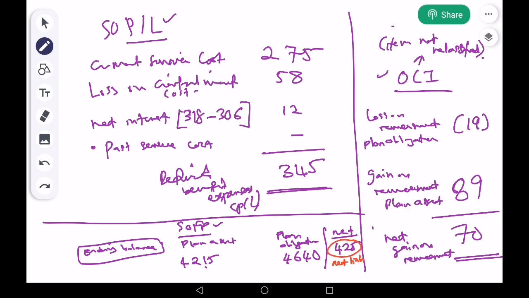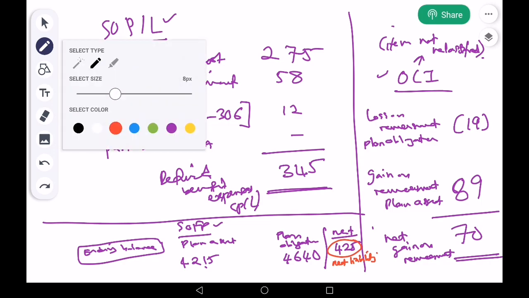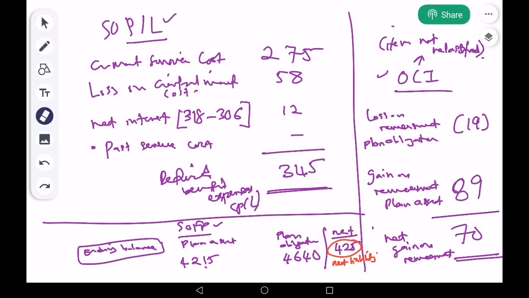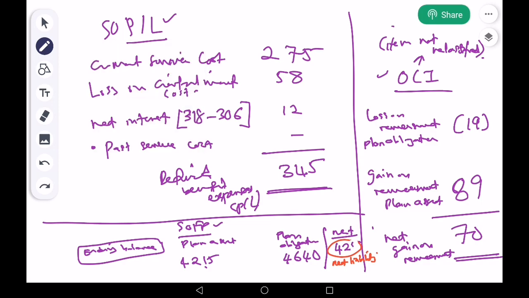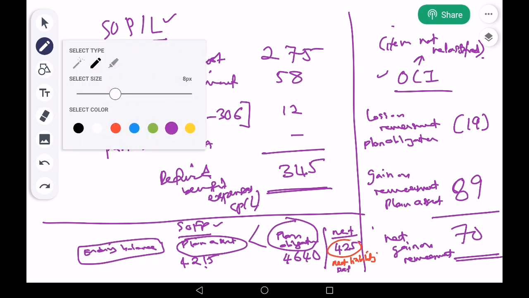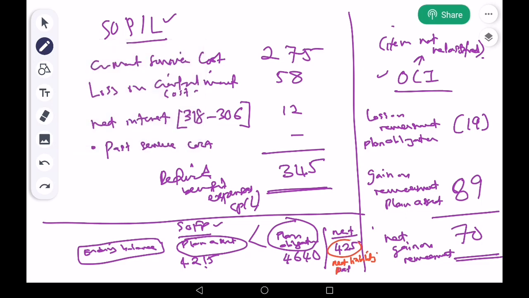Net liabilities, how much is the value? Perfect. 425 net liabilities, because obligation is higher than the plan asset, so we only put net liabilities, defined benefit plan.